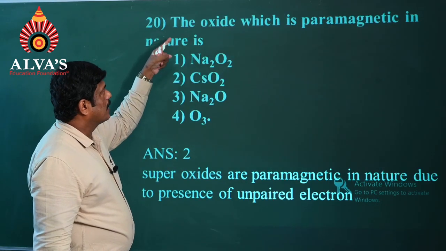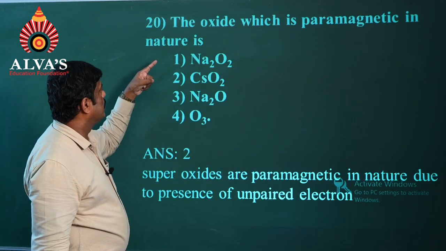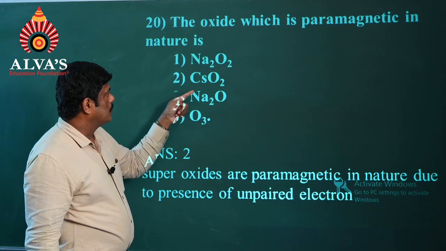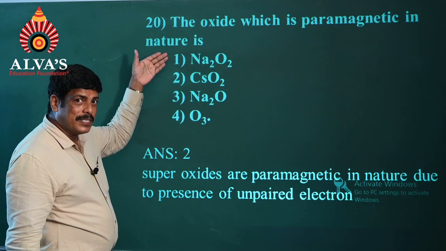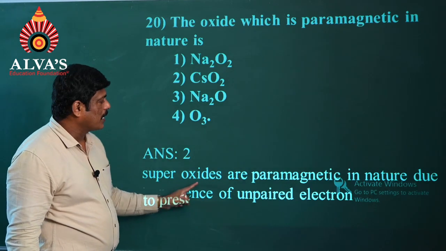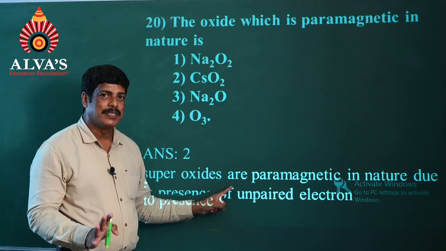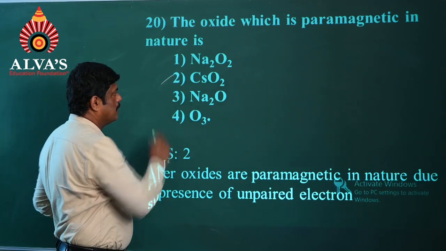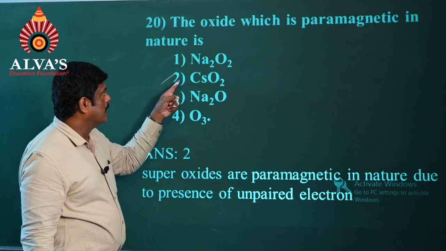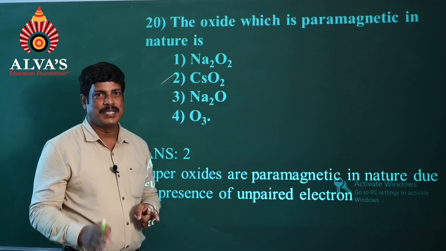20th question. The oxide which is paramagnetic in nature is Na2O2, CsO2, Na2O, O3. It's very simple. All the superoxides are paramagnetic in nature due to the presence of unpaired electrons. Among these, the superoxide is cesium superoxide. Hence it is paramagnetic in nature, and the option is the second option.